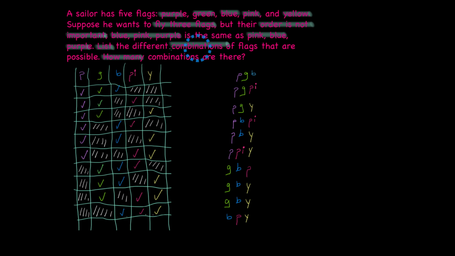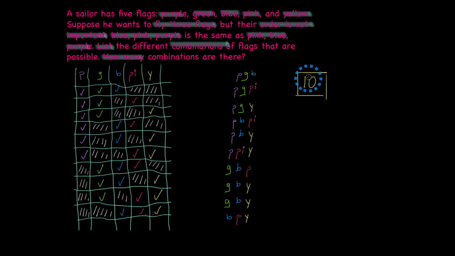Alright, so I've listed the different combinations. I've listed them in a chart. I've listed them out in writing, and now all I have to do is count how many there are. And if you count through your table or through your list, you're going to find out that there should be 10 possible combinations when mixing the three colors together, or three flags together.